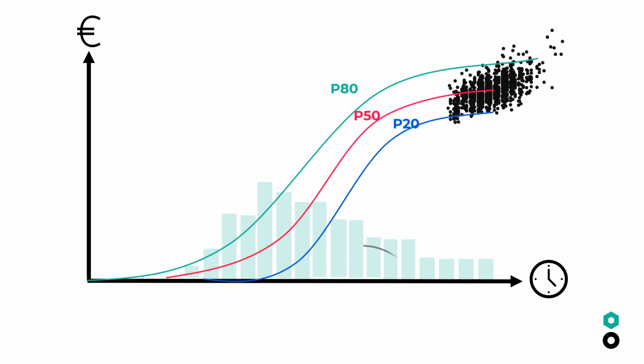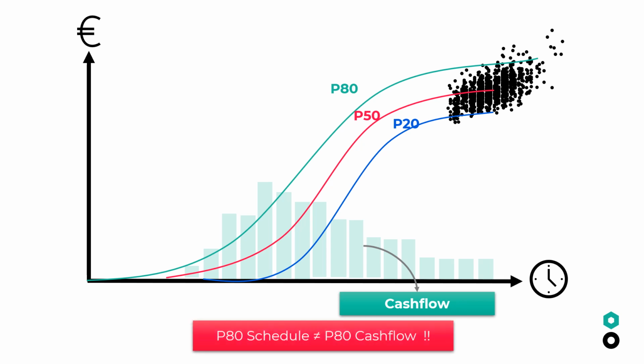Be careful, there is a difference between a P80 schedule and a P80 cost and time distribution. It's a common mistake to confuse them. For cost, the worst-case scenario is not having enough funds in time, meaning that earlier costs can be more dominant in the P80 cost distribution than higher costs.